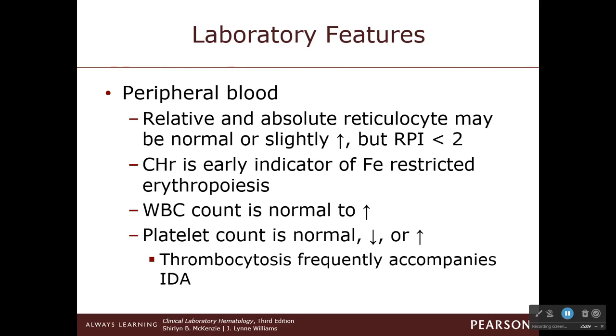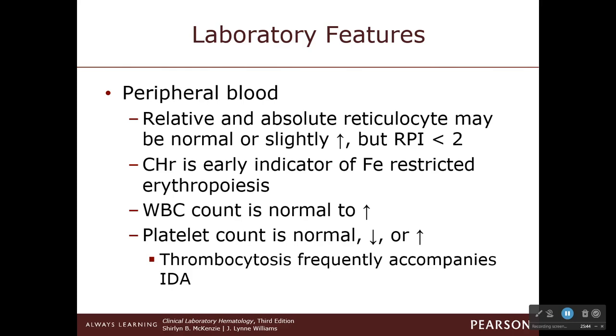All right, so the peripheral blood, what do you see? Relative or absolute retic count may be normal or slightly increased, but your RPI, remember we talked about the RPI, is less than 2. CHR, which deals with the chromatin or the color of the retic, so how much hemoglobin is in them, is an early indicator of iron-restricted erythropoiesis that we talked about. So this is what's going to happen in that second stage. You're going to start seeing some of this stuff in the second stage of iron deficiency.